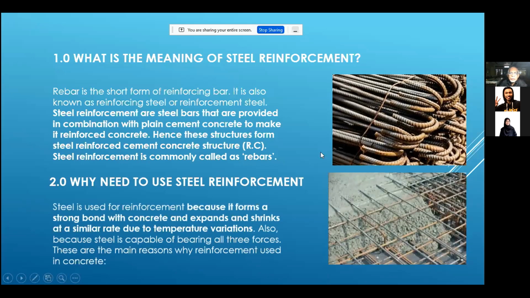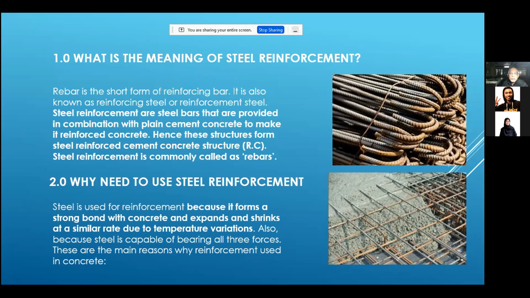Why do we need to use steel reinforcement? Steel is used for reinforcement because it forms a strong bond with concrete, and it expands and shrinks at a similar rate due to the controlled pressure variation. Yes, normally after you cast, the concrete will shrink a bit. I have a video to show you some of the effect of the shrinkage.